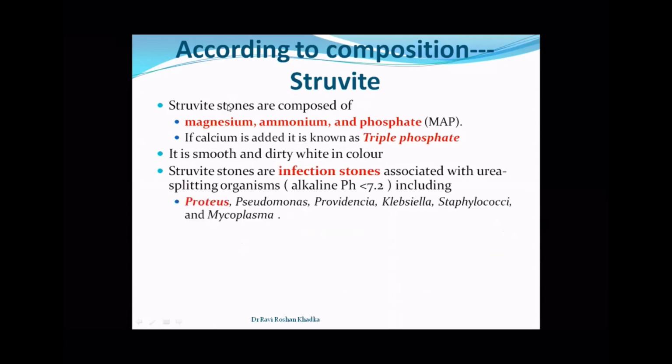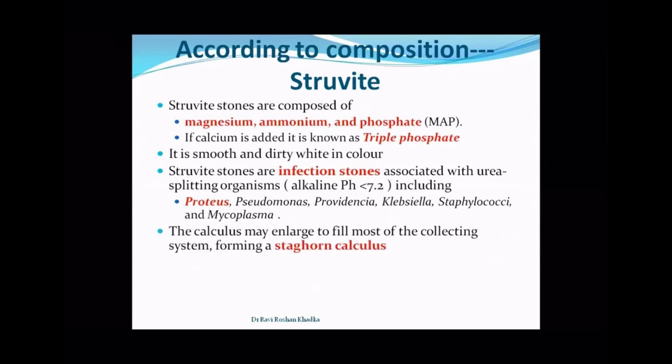So the common organism is proteus. There may be pseudomonas, providencia, klebsiella, staphylococcus, and others. The most common is proteus. And see, as this stone is smooth and doesn't produce symptoms that much, it can grow slowly and slowly and can fill the entire pelvicalyceal system. And whenever it fills the pelvicalyceal system, then it looks like the horn of deer. That's why it is also known as staghorn stone.